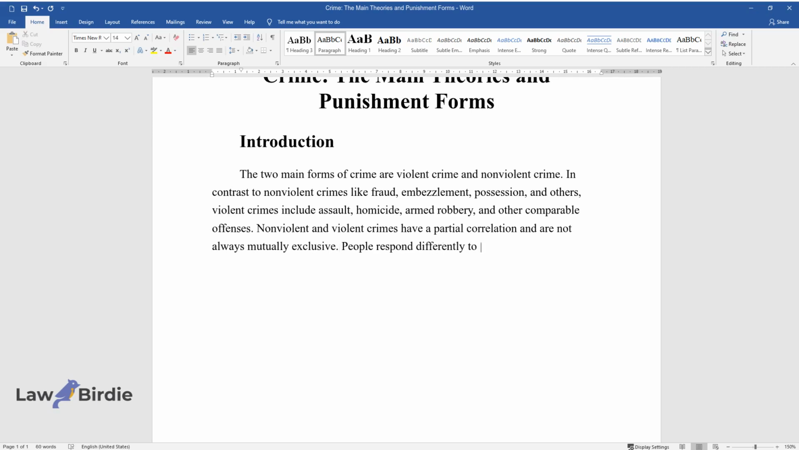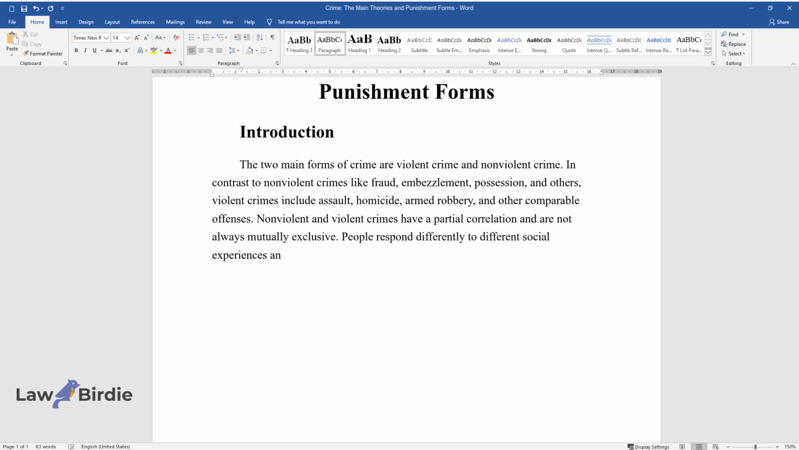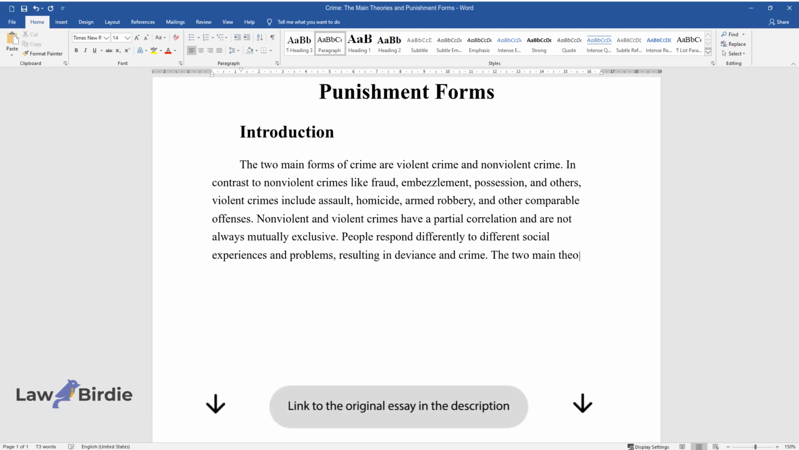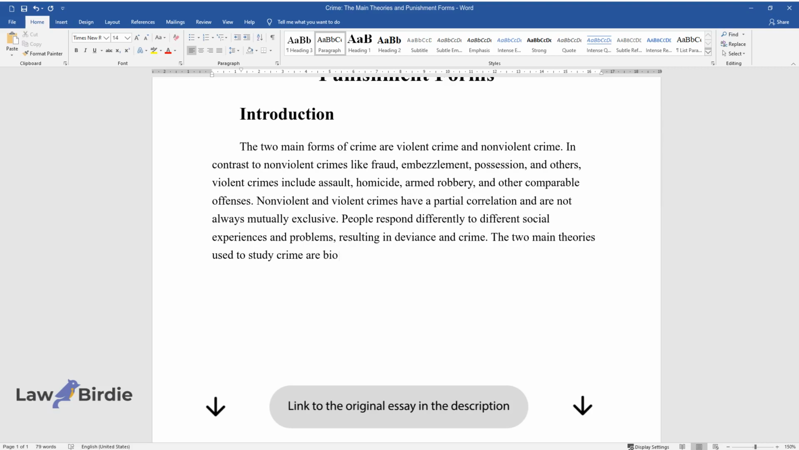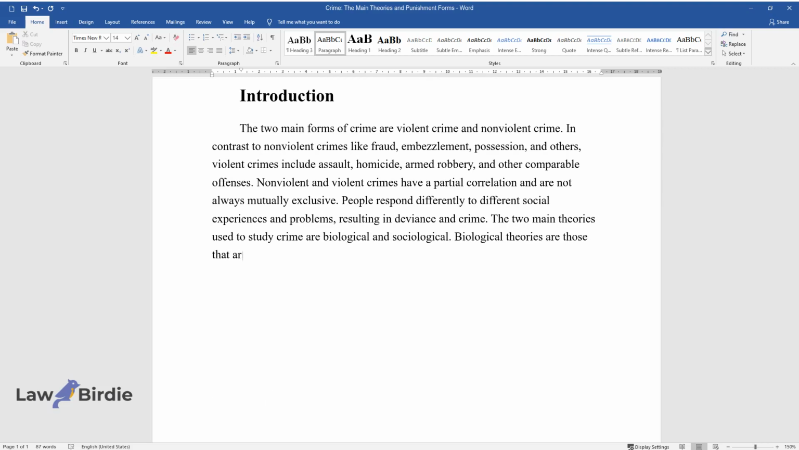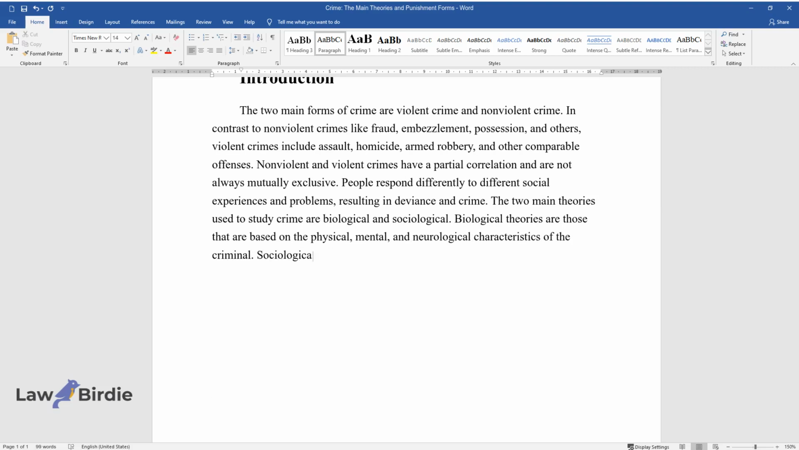People respond differently to different social experiences and problems, resulting in deviance and crime. The two main theories used to study crime are biological and sociological. Biological theories are those that are based on the physical, mental, and neurological characteristics of the criminal. Sociological theories discuss the outside forces that motivate people to commit crimes.